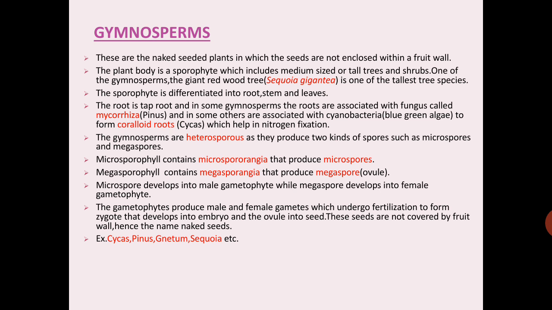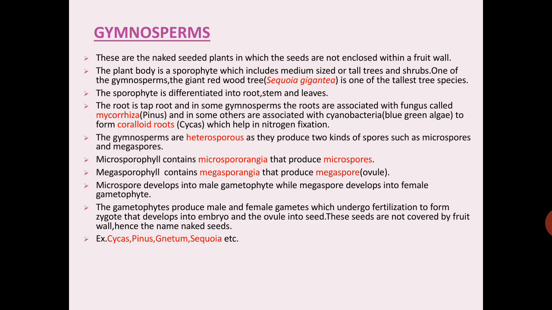The root is a taproot, and in some gymnosperms, the roots are associated with a fungus called mycorrhiza, for example Pinus, and in some others they are associated with cyanobacteria, that is blue-green algae, to form coralloid roots. In Cycas we can observe the coralloid roots. These coralloid roots help in nitrogen fixation.